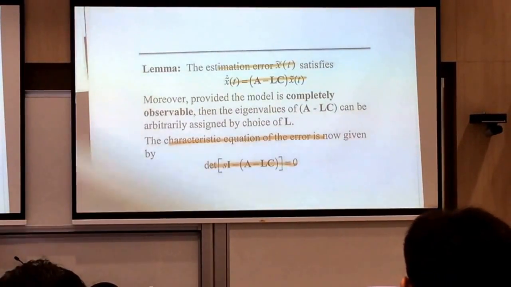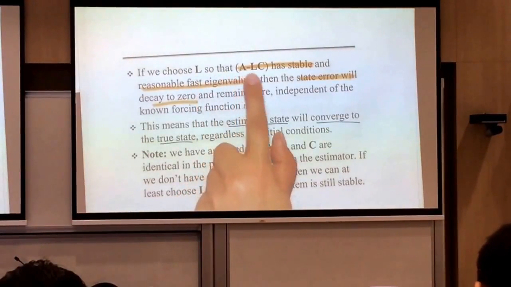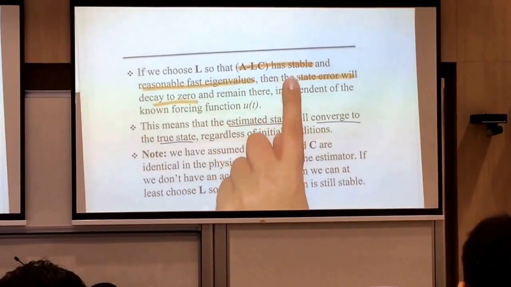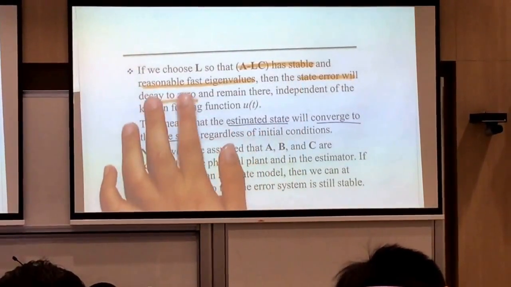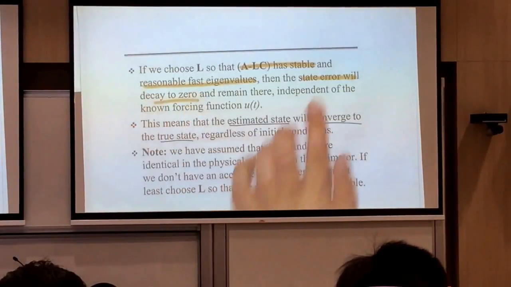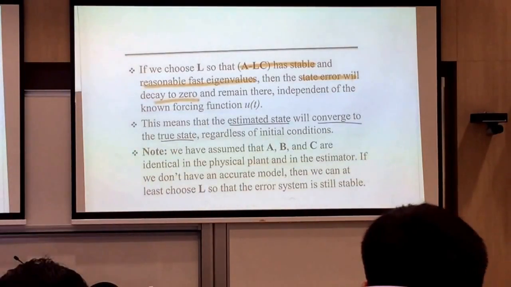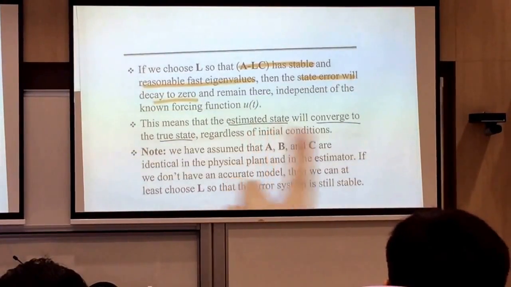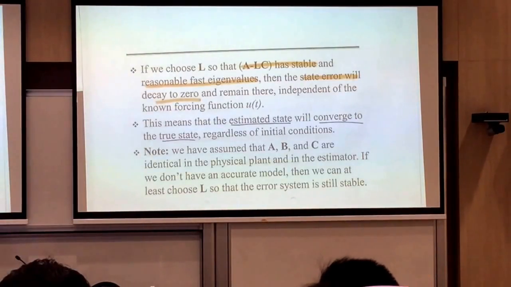Alright? So, if you choose L such that A minus LC is stable, meaning all the eigenvalues are negative and reasonably fast, so they are negative 100, negative 300, then the state error will tend to 0 and remain there. Alright? So the estimated state will converge to the state, regardless of the initial condition. Okay.